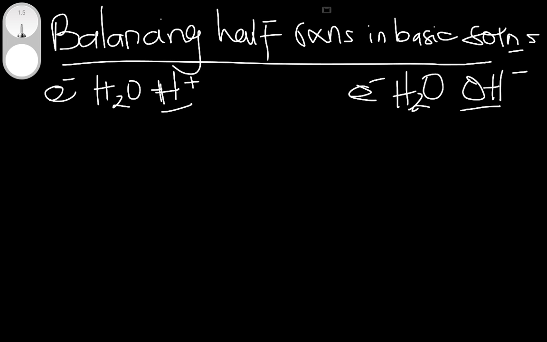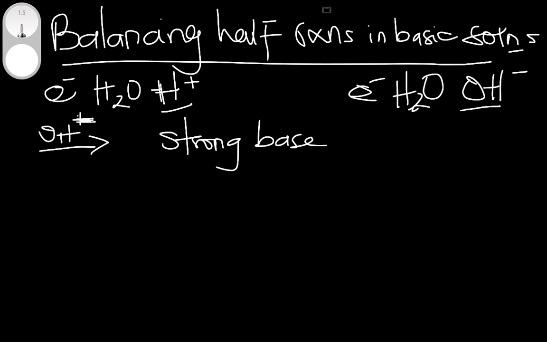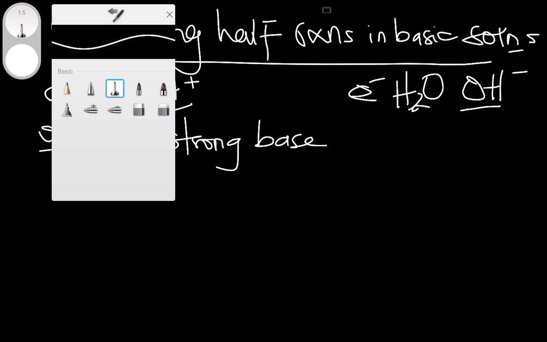Then the next question will be, how do you know if the half reaction you're given is in basic solution? Sometimes it is explicitly stated in the problem that this is in basic solution, or the examiner can indicate OH negative on the reaction arrow, or you can identify a strong base. Once you can identify a strong base as the reactant, you can easily tell that this is a half reaction in basic solution. So let's quickly look at some examples.